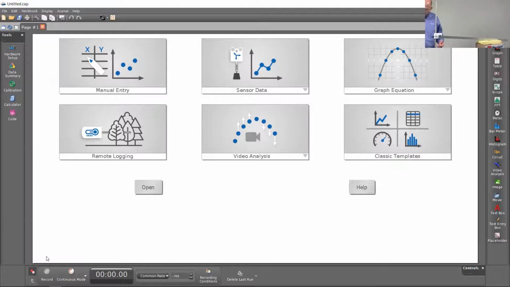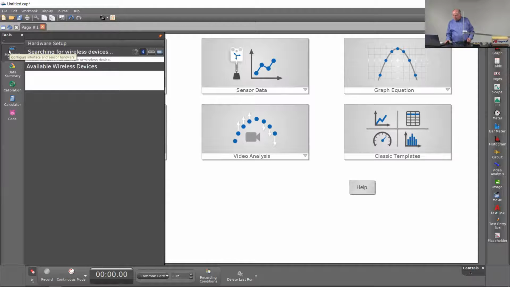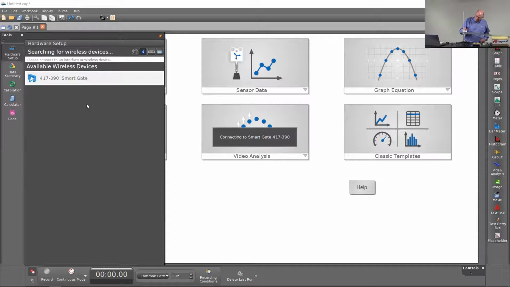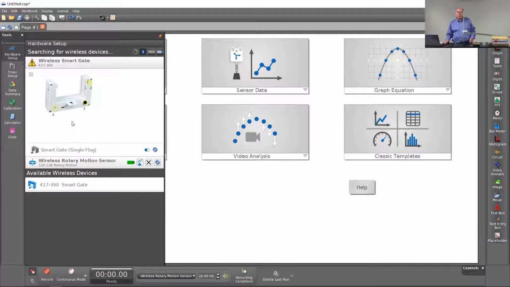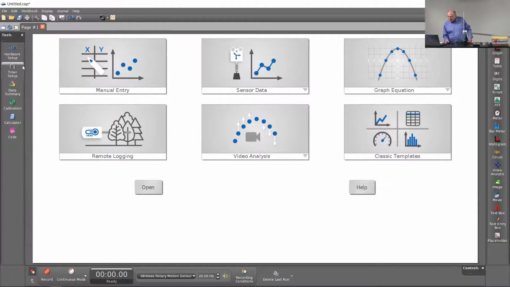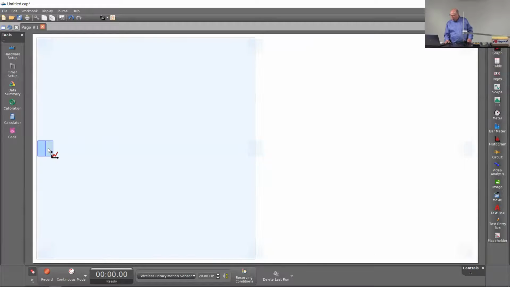So I turn on our rotary motion sensor and connect to it. Just like we did with SparkView, the process is a little different. Oops, SmartGate, I didn't mean to do that. Why didn't it see that? Oh, I just wasn't patient enough. It sees any Bluetooth device that's around, and I didn't turn off the SmartGate. That wasn't smart. They turn off by themselves if they're not connected, and that helps save batteries. They're rechargeable batteries.